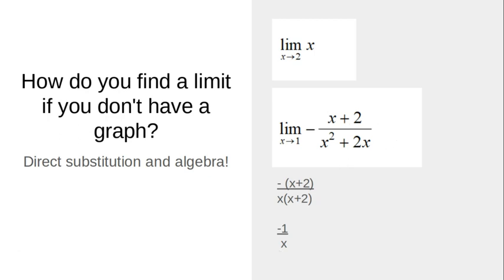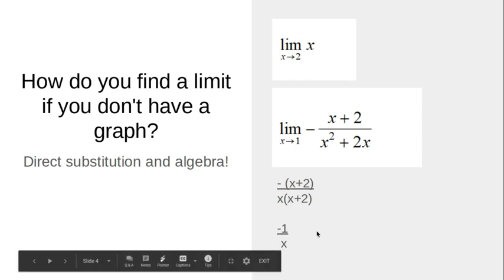I wish I could have written them on my screen, but I can't really do that on my Chromebook. Anyway, remember direct substitution, the limit of this first expression would just be 2. Of this second expression, you do some algebra to clean it up, and then just plug in 1. And the limit as x approaches 1 of this function would be equal to negative 1.